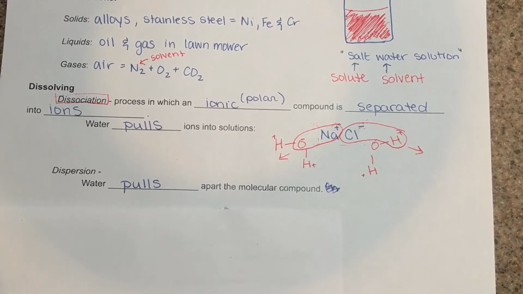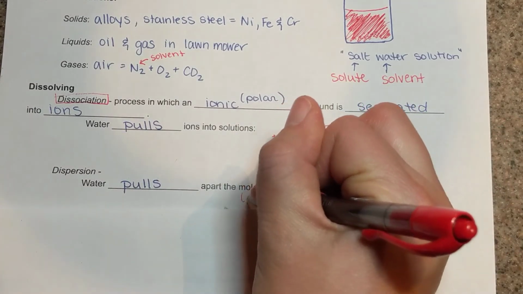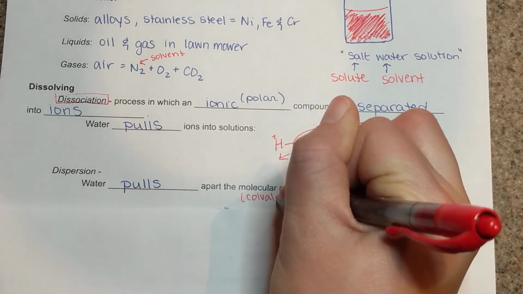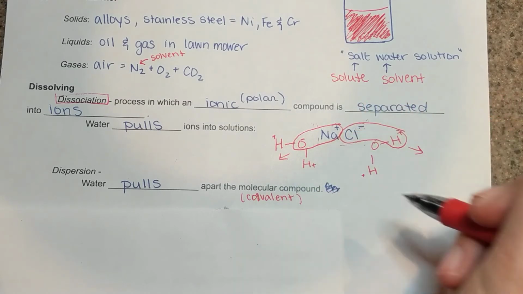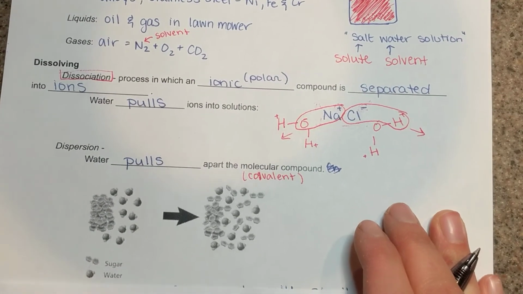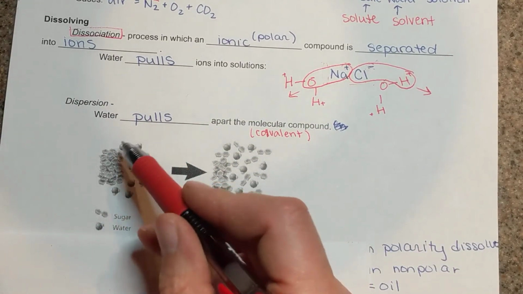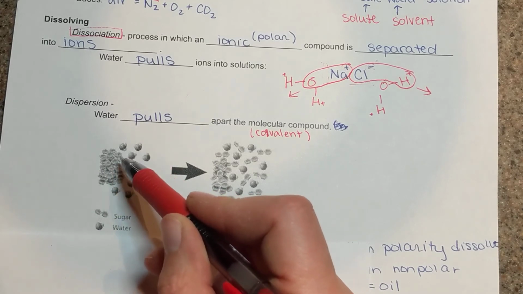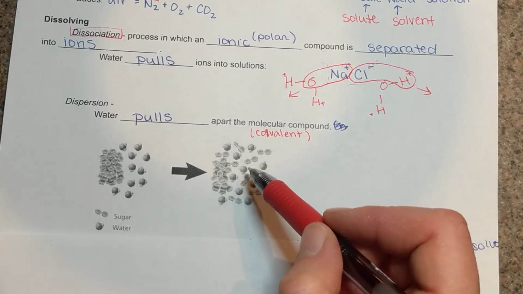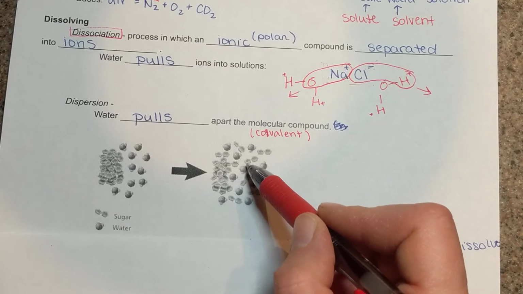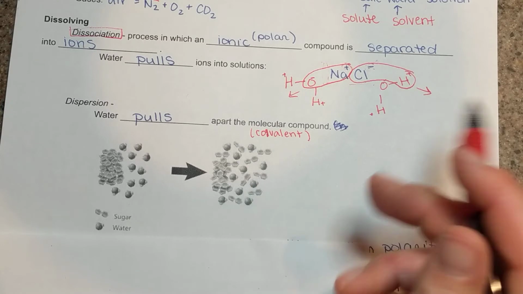Dispersion is where water pulls apart a molecular compound. So this is a compound that does not form ions. Molecular could also be called covalent. An example of this is sugar water. Here I have sugar molecules and water molecules. My water molecules come in and attack my sugar molecules and pull them apart, so they get in between them. As my water molecules get in between my sugar molecules, they then dissolve the sugar until it mixes with the water and becomes a homogeneous solution.